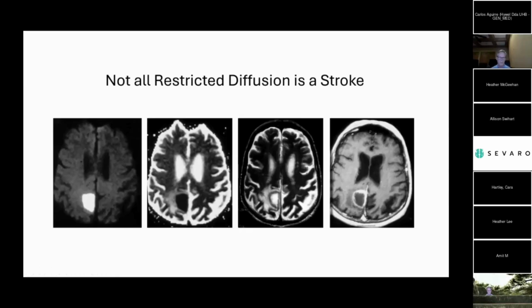An abscess can be positive on DWI. Active MS plaques can be positive on DWI. Some TBI cases are positive. Encephalitis can be positive. And some tumors such as lymphoma and germinoma can have restricted diffusion. So when you see restricted diffusion, please keep it in the clinical context before you declare the patient definitely has a stroke.